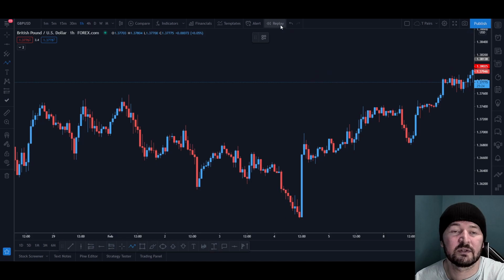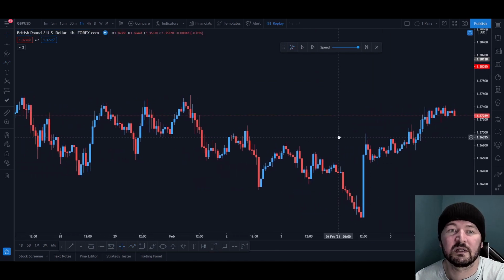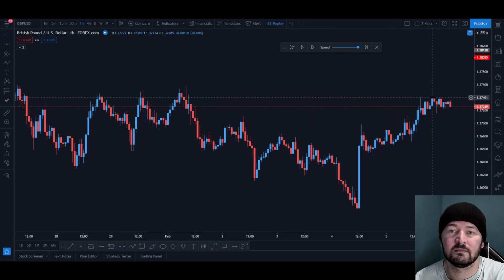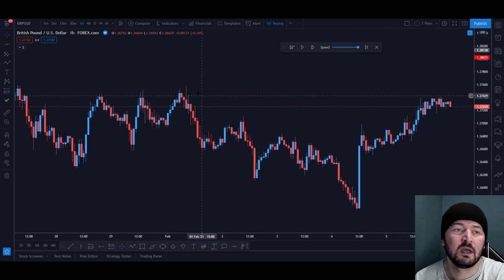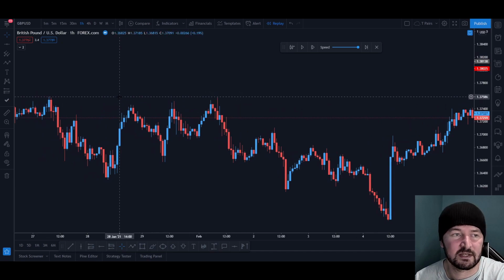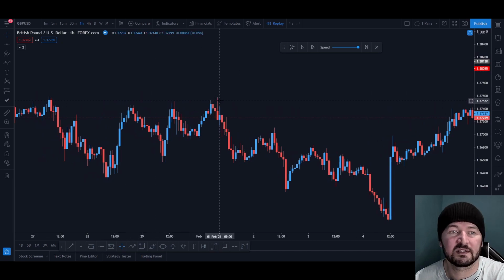So let's just say, for example, what we're going to do is use the bar replay tool. We're going to pretend that we're in a live market at the moment, like we know that price is moving upwards, but we're going to go back to here. We're going to start off and say that this red candle here is our starting point.